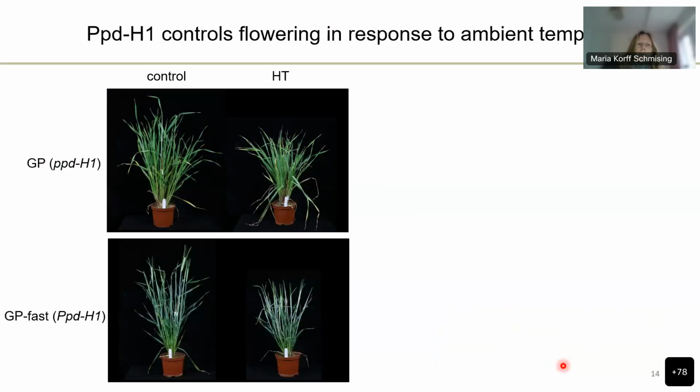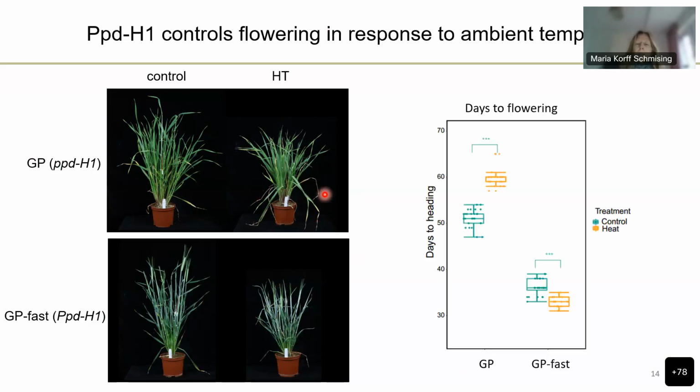So when we grew these lines under control on high ambient temperature conditions, we saw very similar response of both genotypes in terms of growth. So they were shorter, both of them, and biomass was reduced. But then when we looked at flowering time, the response was different. So Golden Promise here on the left, very much delayed flowering time. So again, green is control and yellow is high ambient temperature conditions, whereas Golden Promise Fast accelerated flowering time.